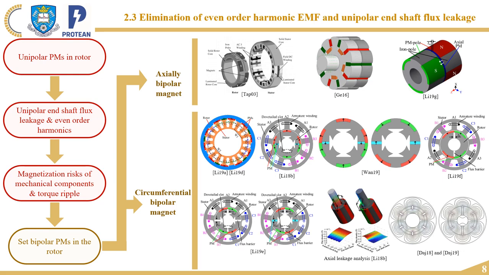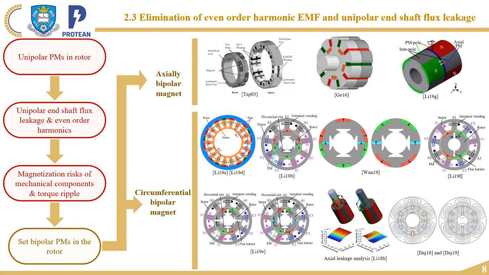Firstly, some people try to use axially bipolar magnets, as shown in these 3 papers. However, it is obvious that the structures are quite complex. And in other papers, researchers try to use circumferential bipolar magnets, as shown in these figures. What's more, tangentially magnetized PMs are set here to improve the output torque.